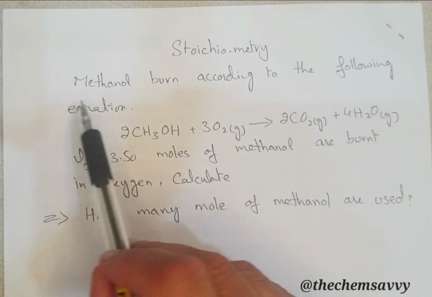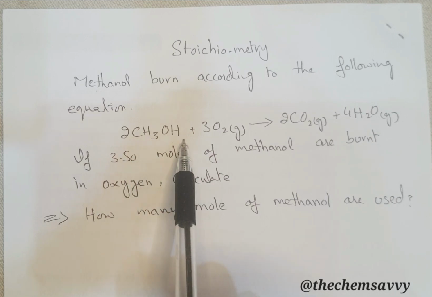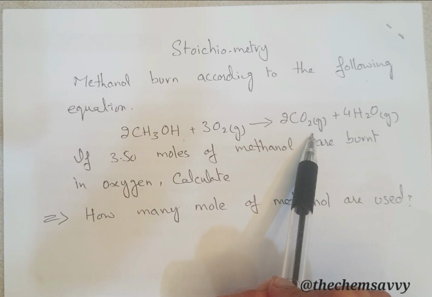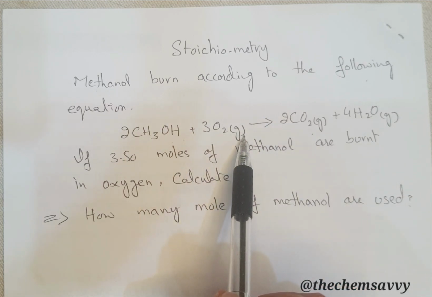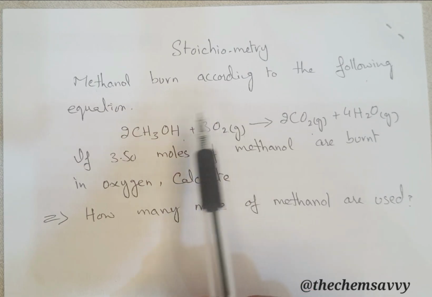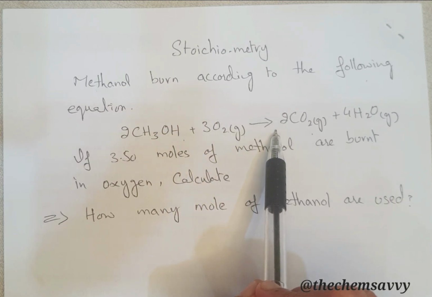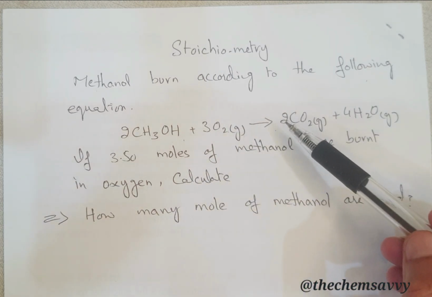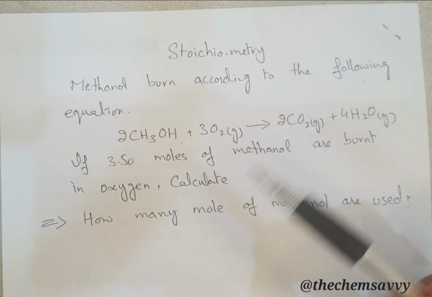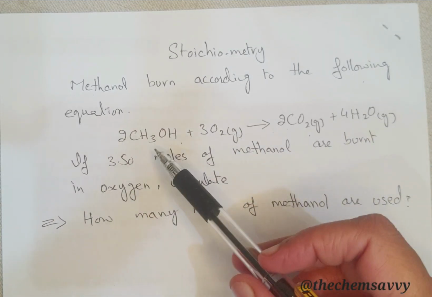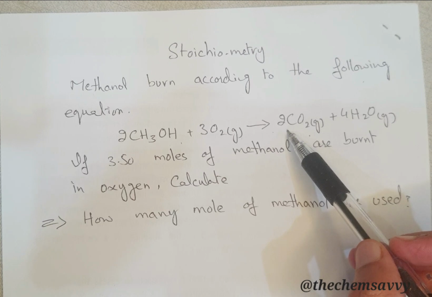The problem given to us is that methanol, that is CH3OH, burns according to the following equation, and this equation is given to you. You have to check whether this is the balanced chemical equation or not. But in stoichiometric questions, if the equation is given to you in the question, mostly that is the balanced chemical equation. But there are a few questions where the equation is not given to you, a statement is given to you, and you have to write down the balanced chemical equation by yourself. So here in this case, a balanced chemical equation is however given.